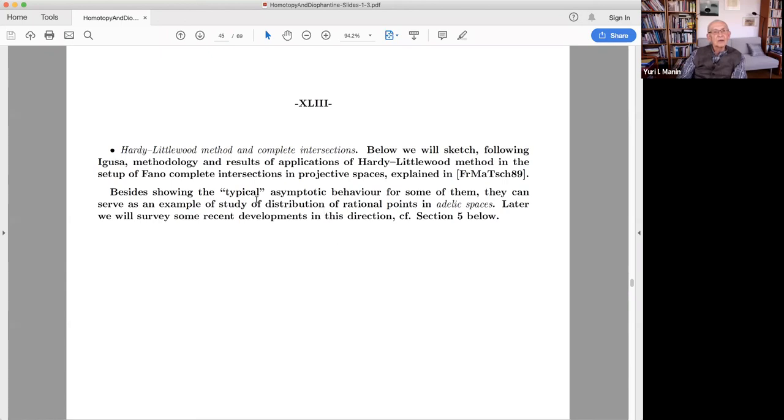How about the Hardy-Littlewood method and complete intersections? Below I will sketch, following the paper by Igusa, the methodology and results of applications of Hardy-Littlewood in the setup of Fano complete intersections in projective spaces.